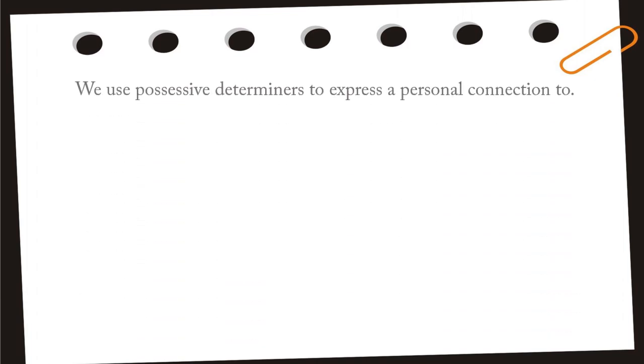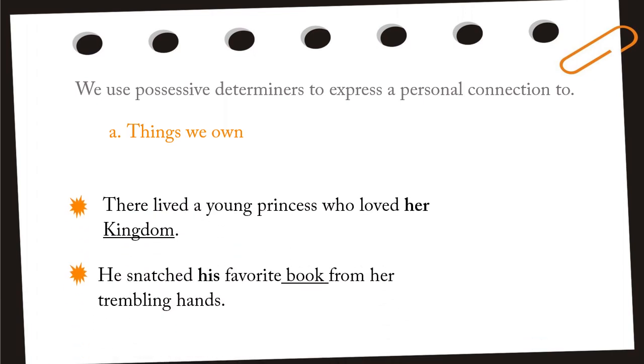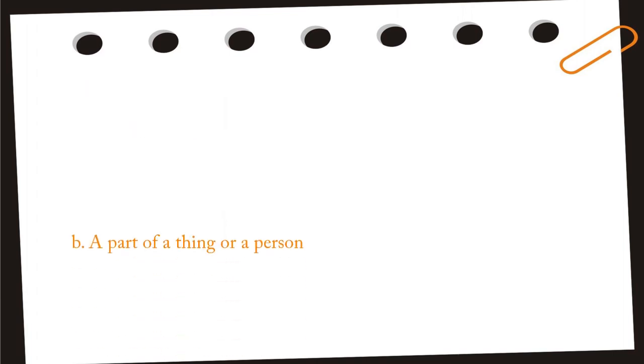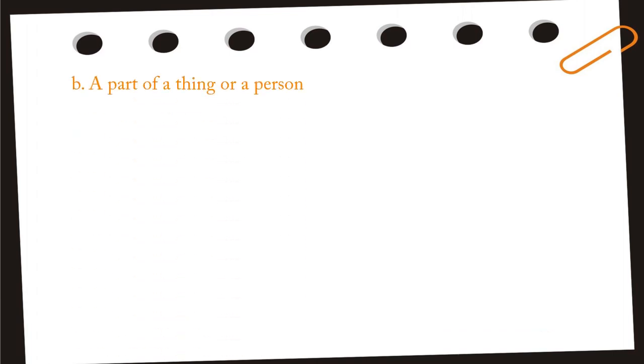Now we'll talk about the usage of the possessive determiners, which is mainly to express a personal connection to A. Things we own. For example, there lived a young princess who loved her kingdom. He snatched his favorite book from her trembling hands. Here in the second sentence, we have the possessive determiner "his," followed by the noun "book," which is the thing the speaker owns. B. A part of a thing or a person.